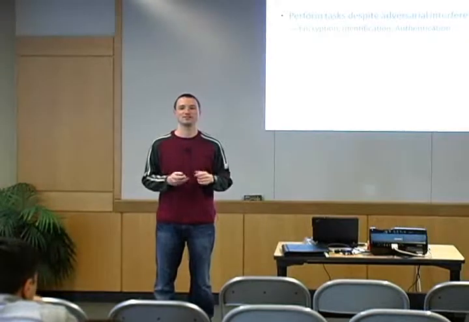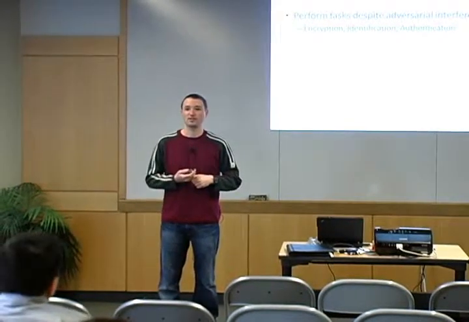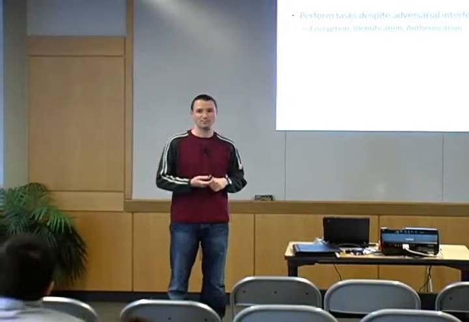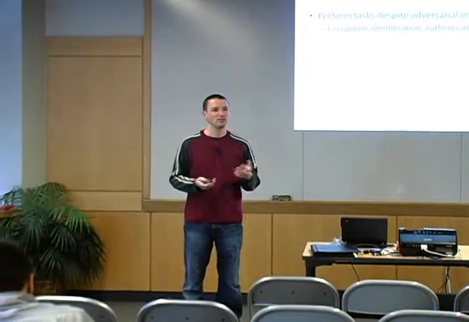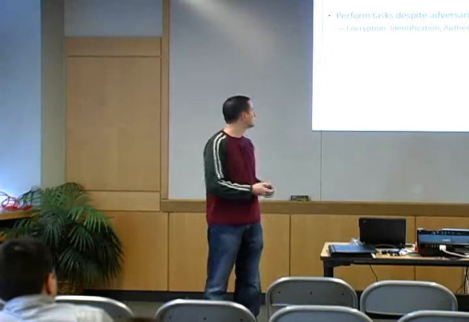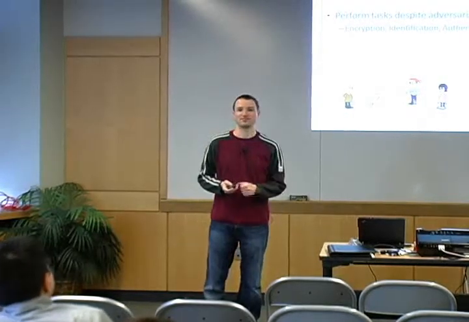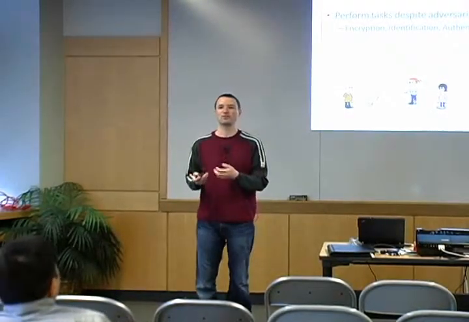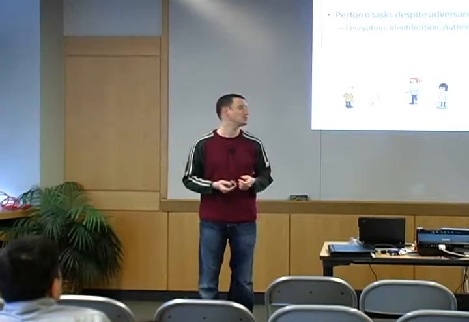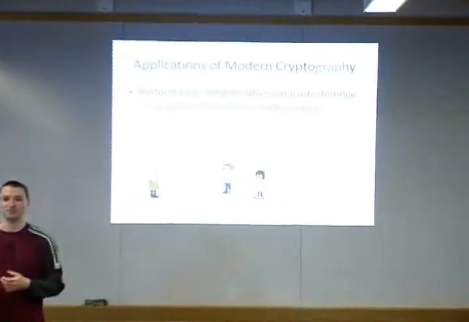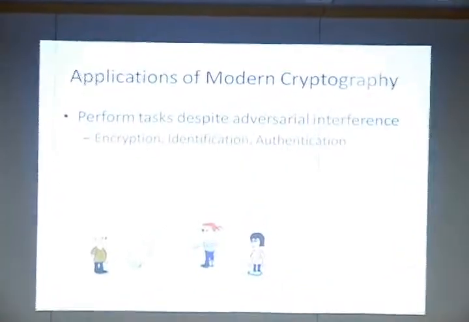So there are basically, say, two types of things that cryptography can help us do. One type of thing is when we have a task that we want to perform with another party, and there's an adversary that's trying to prevent us from doing so. For instance, if we want to send a message secretly to somebody else, and an adversary wants to listen in or eavesdrop on the messages. So encryption is a cryptographic solution to this problem. It's a way to prevent adversaries from listening in.